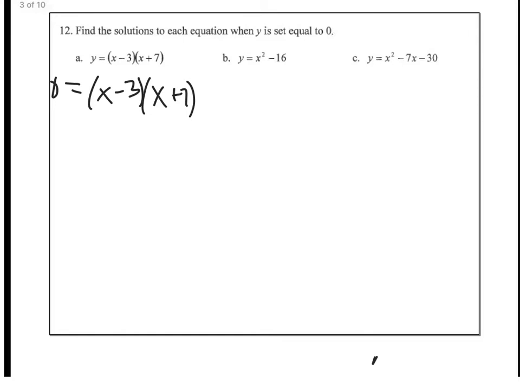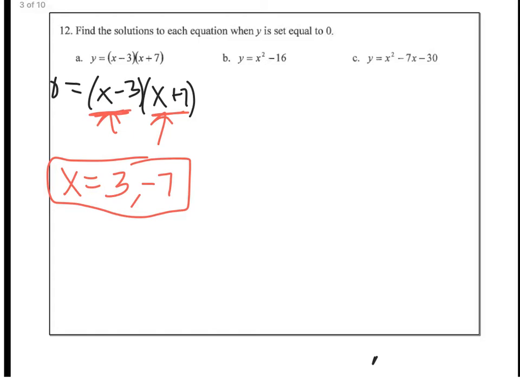That can happen by either making this parenthesis equal to 0 or this parenthesis equal to 0. So, in this case, if I make this first parenthesis 0, x would have to be 3. Another option would be to make this second parenthesis equal to 0, because either way, if one of them is 0, the whole thing becomes 0. So my solutions would be x is equal to 3 or negative 7.